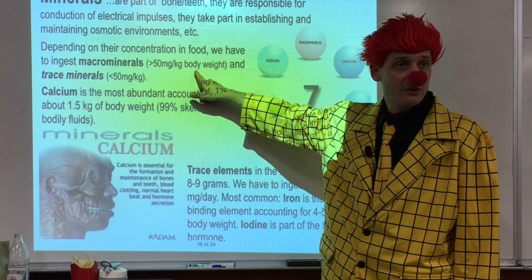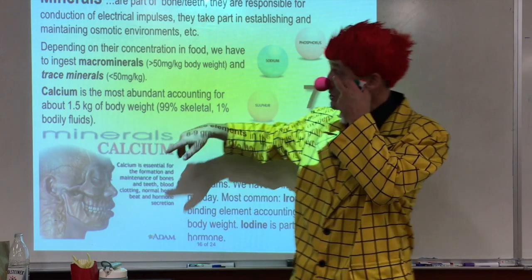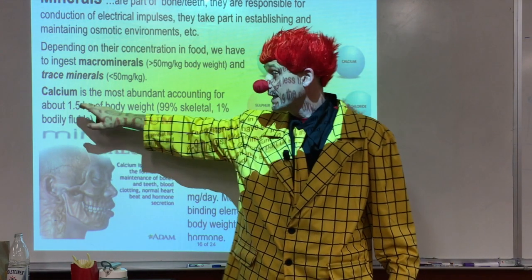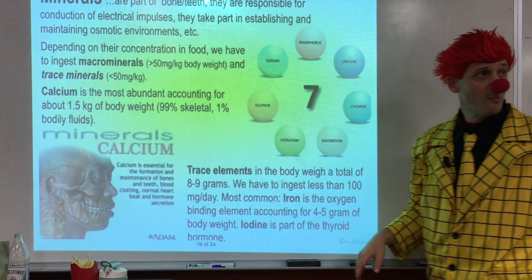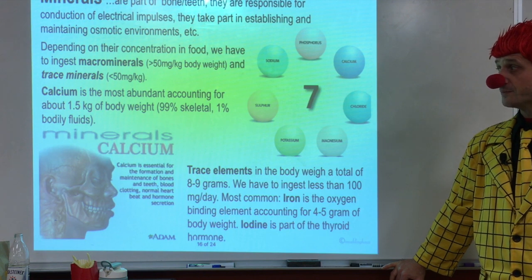So we have macro minerals and micro minerals. And the micro minerals, or trace minerals, sorry, those are less than the 50. Calcium is the most abundant because it's in all the bones. That's about 1.5 kilograms of our body weight. Most is in the bone. Some is in the blood, in the body fluids.